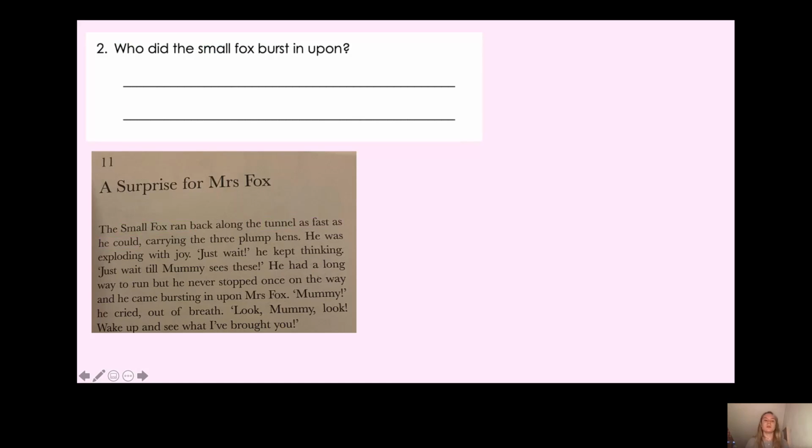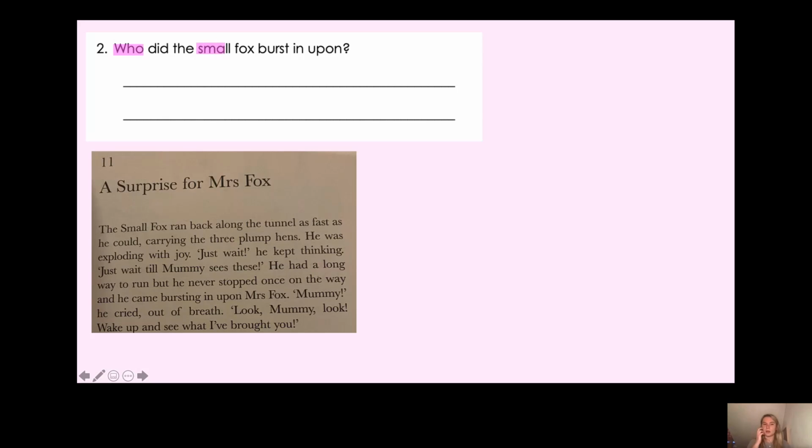Okay, so now let's have a look at the next question together. Who did the small fox burst in upon? Okay. Remember, burst in is when you enter somewhere suddenly and without any warning, so the other person doesn't know. Now, what are the key words in our question here? Well, the first key word that I can see is who. Okay, now who? What are we going to be looking for in the text if our question word is who? Yes, we're looking for a person, aren't we? So who, which person did the small fox burst in upon?